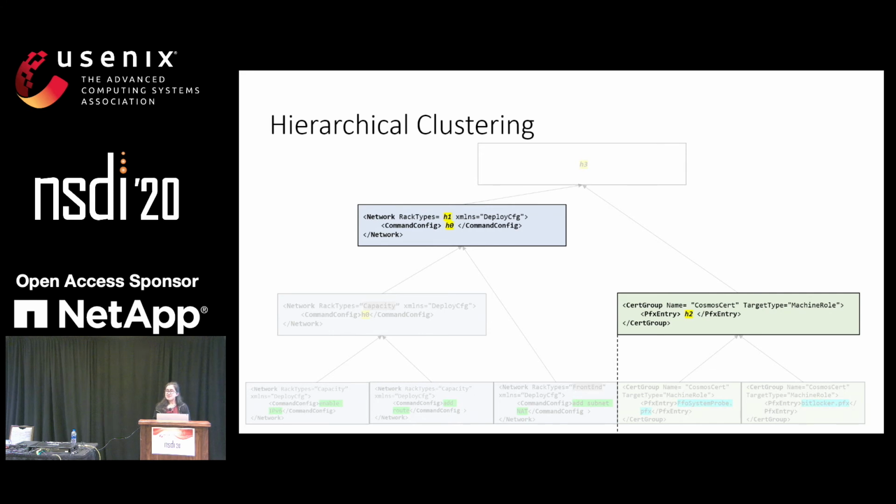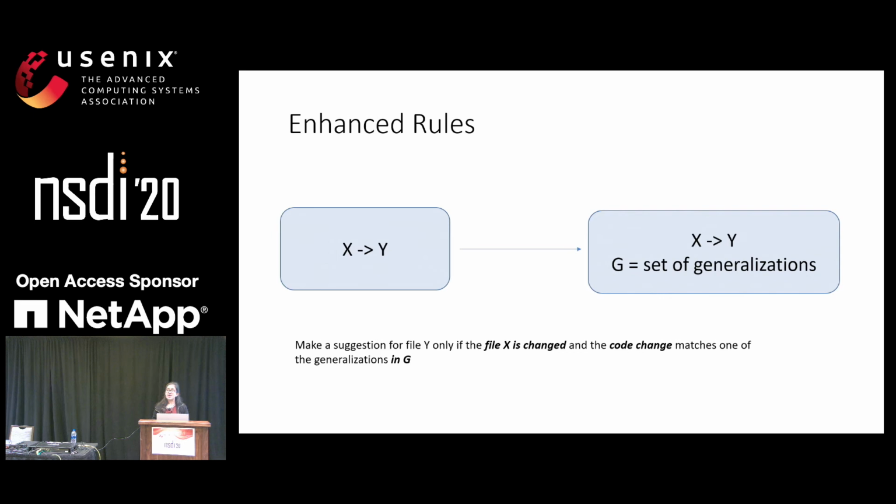Once we have learned these more specific generalizations for individual clusters, we enhance the rules that we learned from the first step of Rex, which was change rule discovery, with this set of generalizations called G. So this concludes my discussion on the change rule refinement part, and now we have an enhanced set of rules. Now, instead of making a recommendation for file Y every time X was changed, we make a recommendation for file Y only if the change made in X matches one of these generalizations.